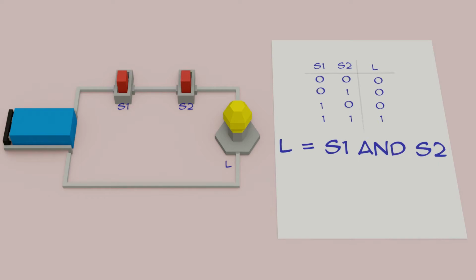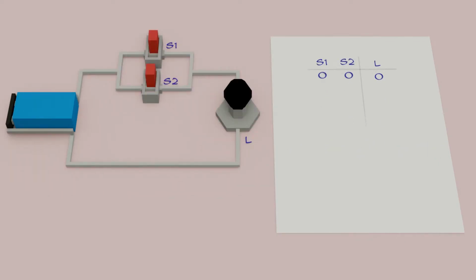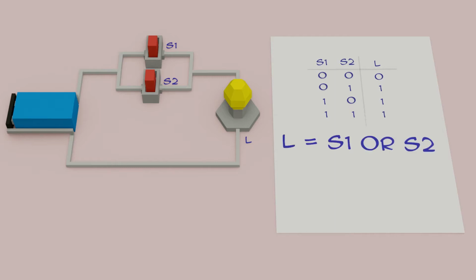The third circuit has two switches connected in parallel, and as you might expect, the lamp comes on whenever S1 or S2 is closed, including when both are closed. So the table looks like this and can be abbreviated to L equals S1 or S2.